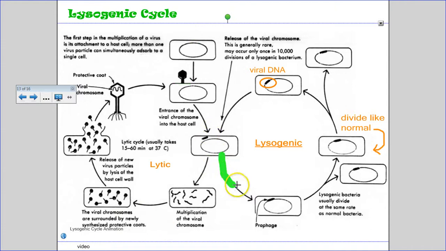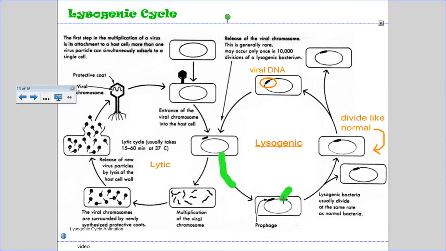Okay, so in the lysogenic path, that viral DNA or RNA is put into the chromosome of the host. So it's inserted right into it. And we call it a provirus. And in this case, because it's a bacteriophage, they call it a prophage. So it's the same kind of thing, but they're being more specific here since the type of virus is a phage virus.